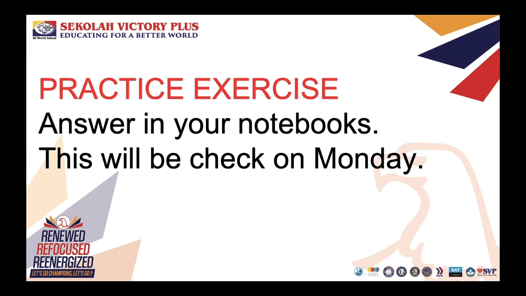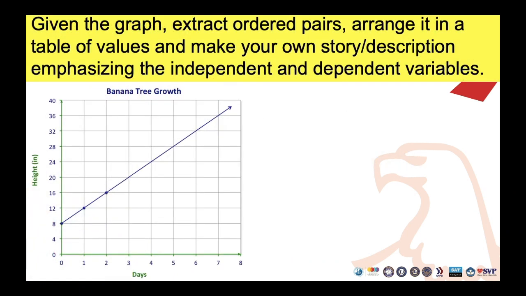Okay, so this will be your practice exercise. Given this particular graph, I'd like you to extract ordered pairs from this graph. That's the first. Arrange the ordered pairs in a table of values. And once you have done that, make your own story or description, but you have to emphasize what the independent and the dependent variable is. So when you come up with your table of values, you have to identify what quantity the independent variable is referring to, as well as the dependent variable. I think it's easier because you can see it from the graph already.